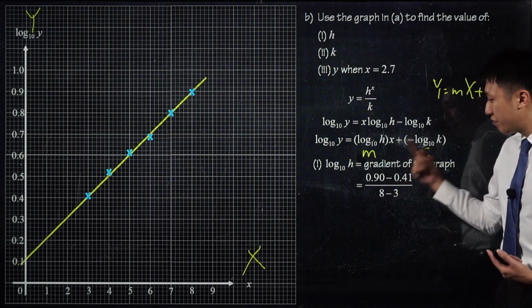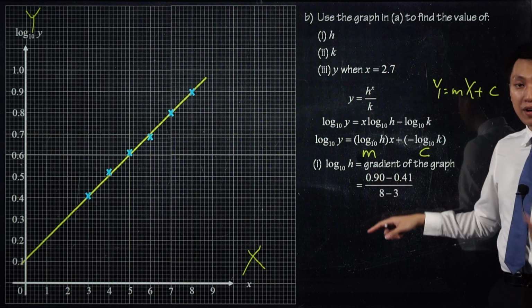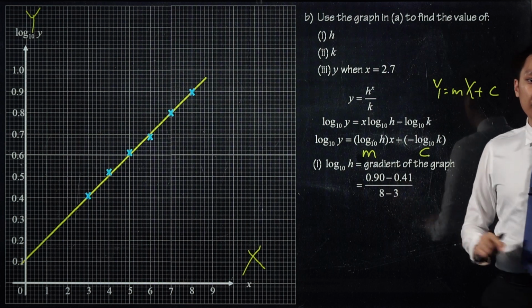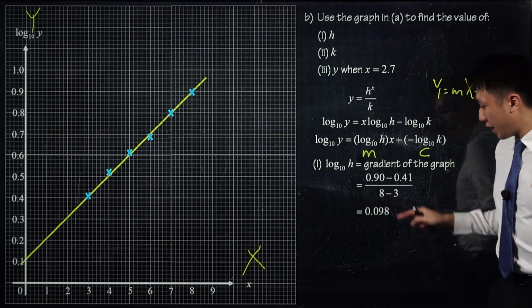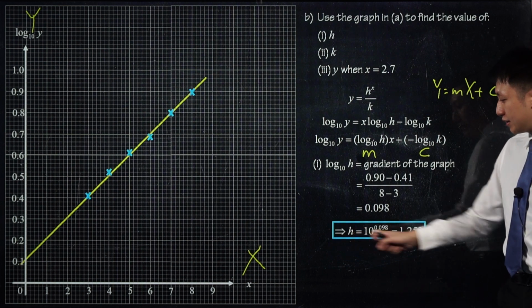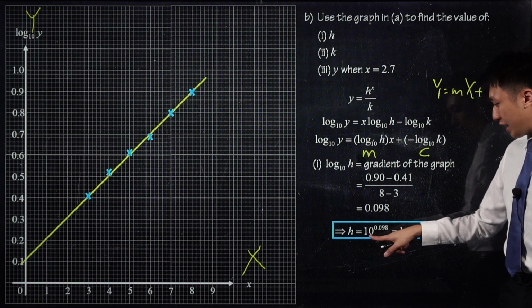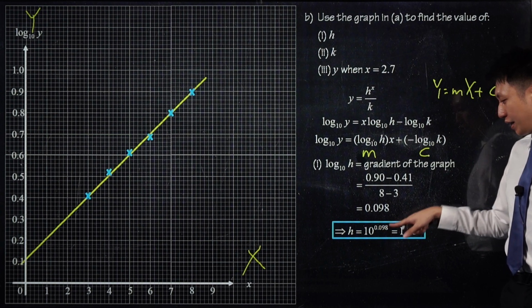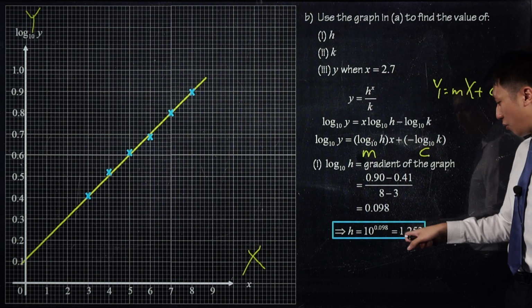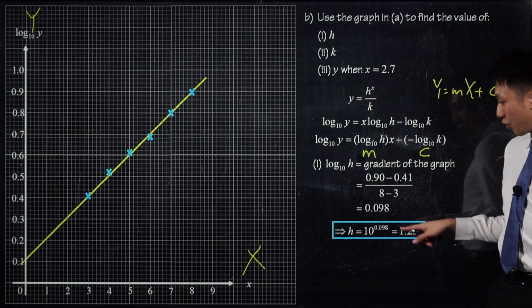So what is the value when x is equal to 8? The value is 0.9. What's the value when x is equal to 3? It's 0.41. Okay, eventually you get the answer 0.098, and hence h is equal to what? h is equal to 10 to the power 0.098, which is equal to 1.253. Okay, no problem with this. Are you okay with this one?